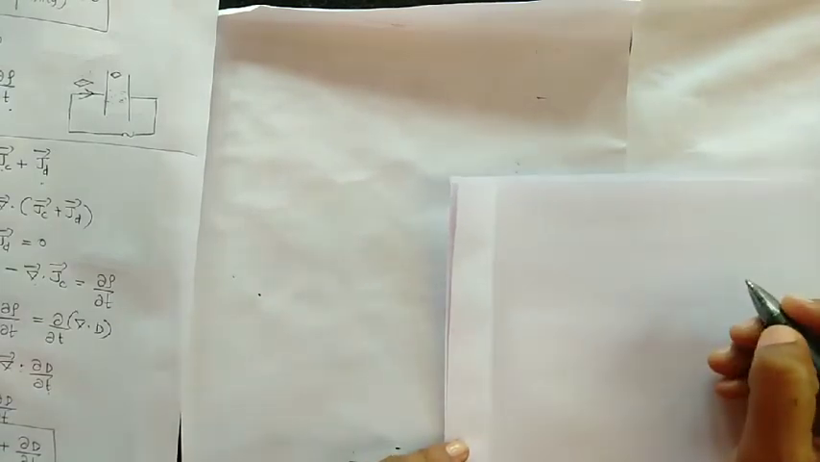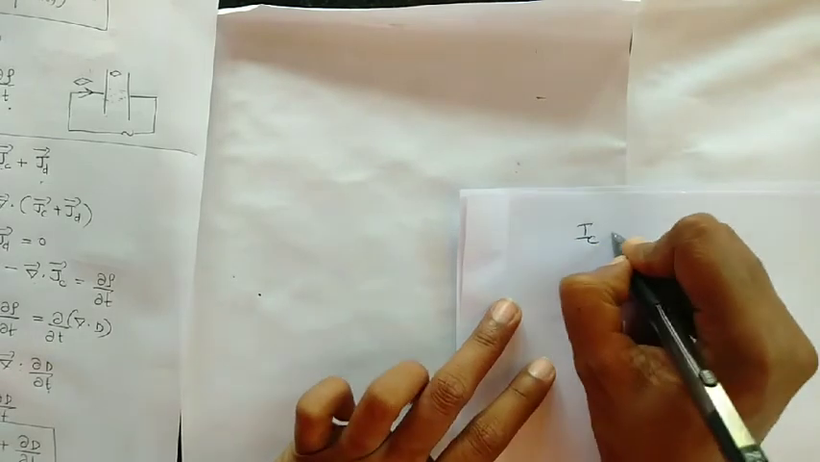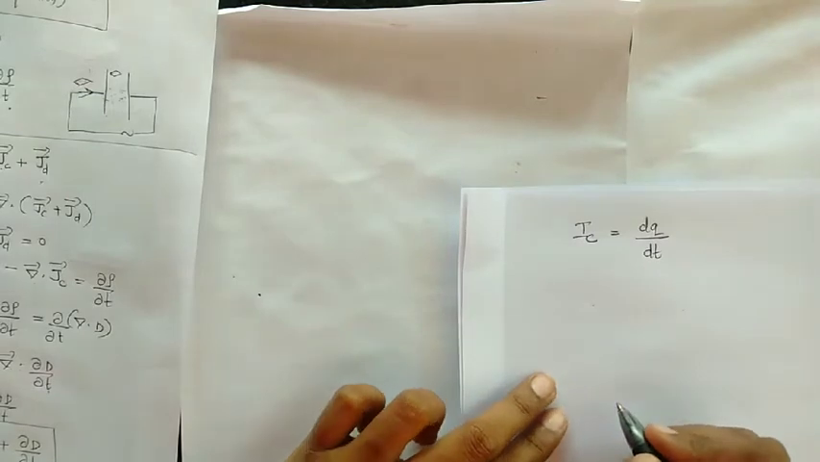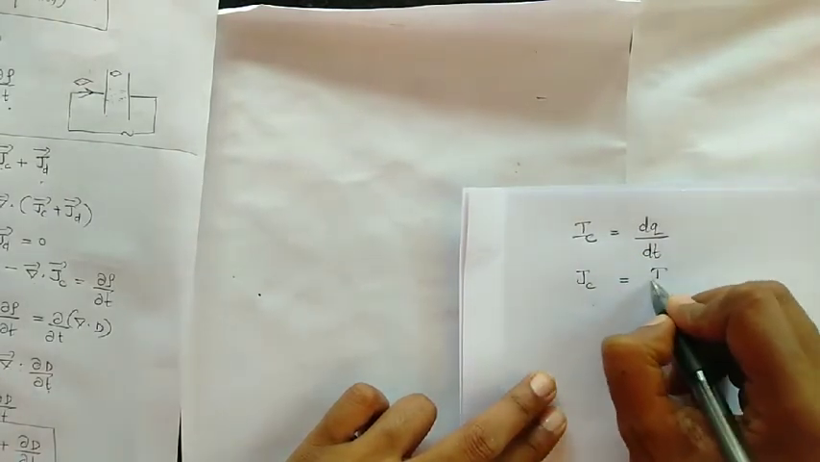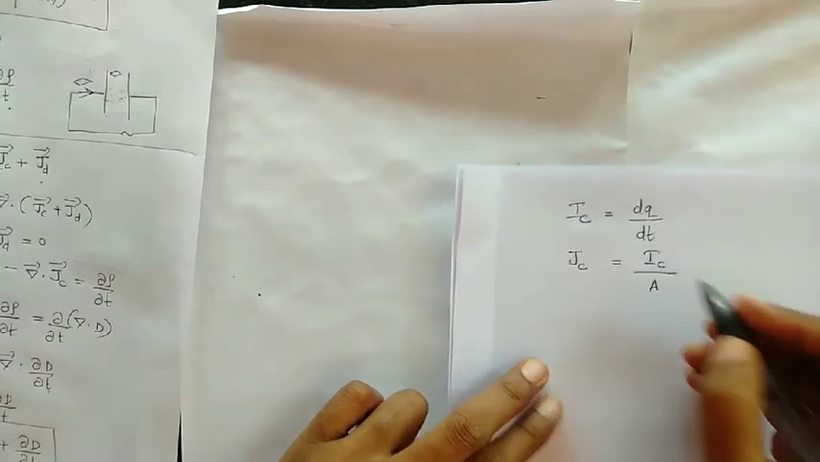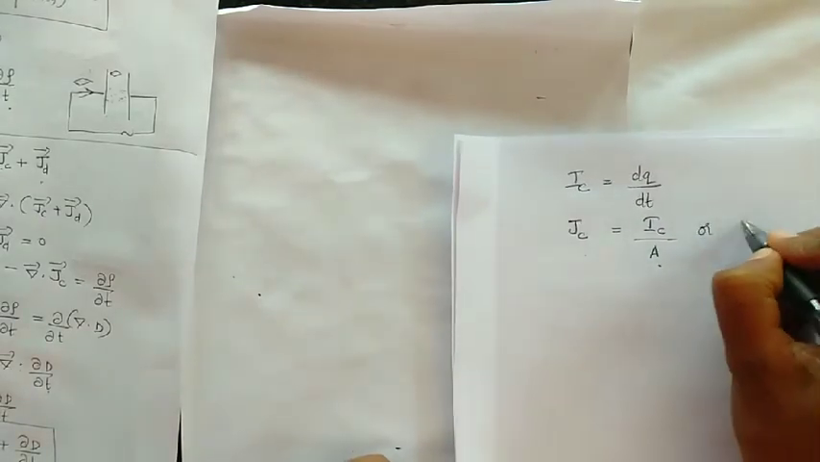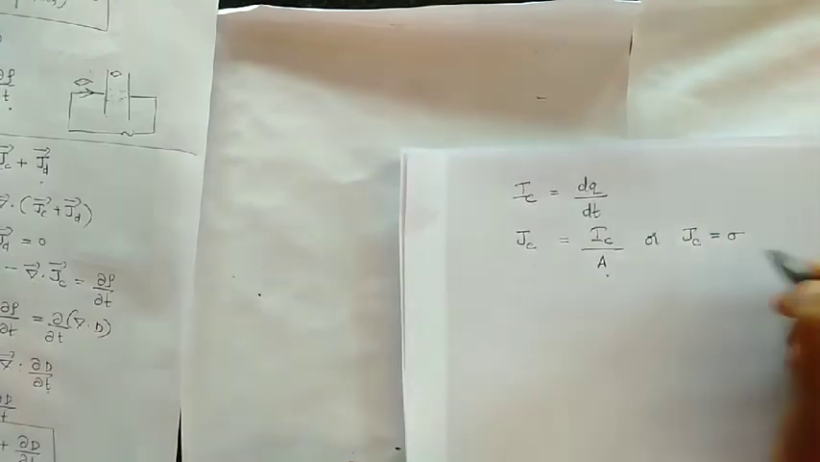Rate of flow of electric charge produces electric current, and it is conduction current IC is equal to dq by dt. Isn't it? Similarly, conduction current density JC will be equal to IC by A, current per unit area. Or JC, conduction current density, is equal to sigma, conductivity of the medium, into electric field produced.